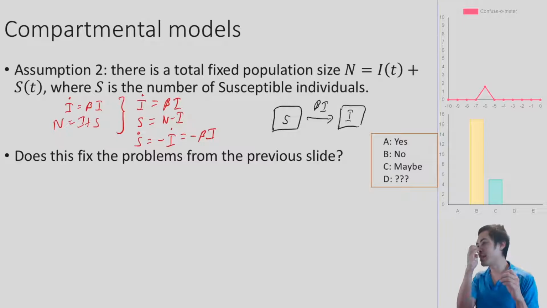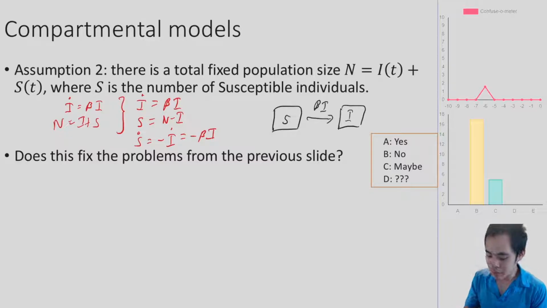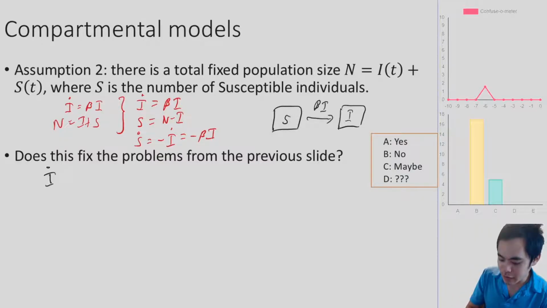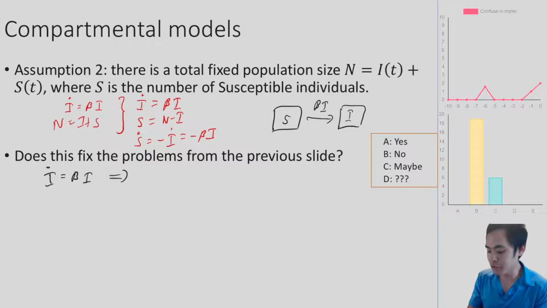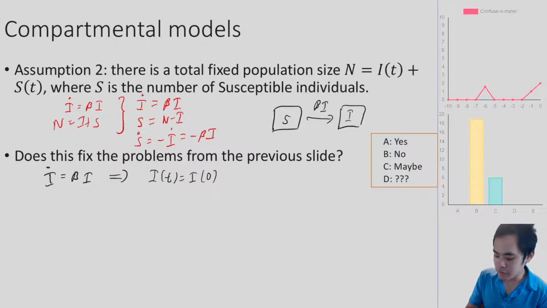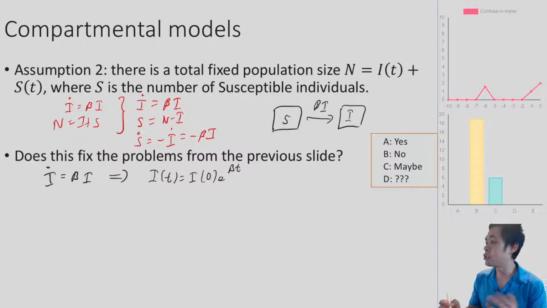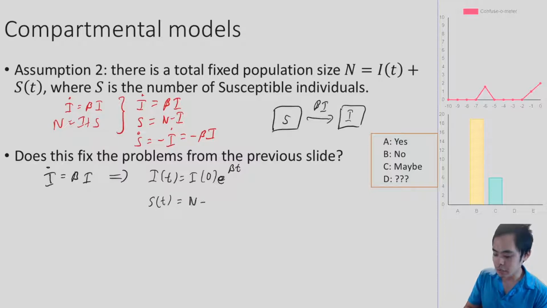The math allows S to go into the negative. So it allows you to have negative people. And so therefore, this is not physical. So let me show you what happens. We still have I dot is equal to beta I, which is the exact same equation we had before. So we can just solve for I. Then I of t is equal to the initial number of infected times e to the beta t. Nothing changes because we didn't change the equation at all. And then when you solve for S of t, that's equal to N minus I of t, so that's I not e to the beta t.